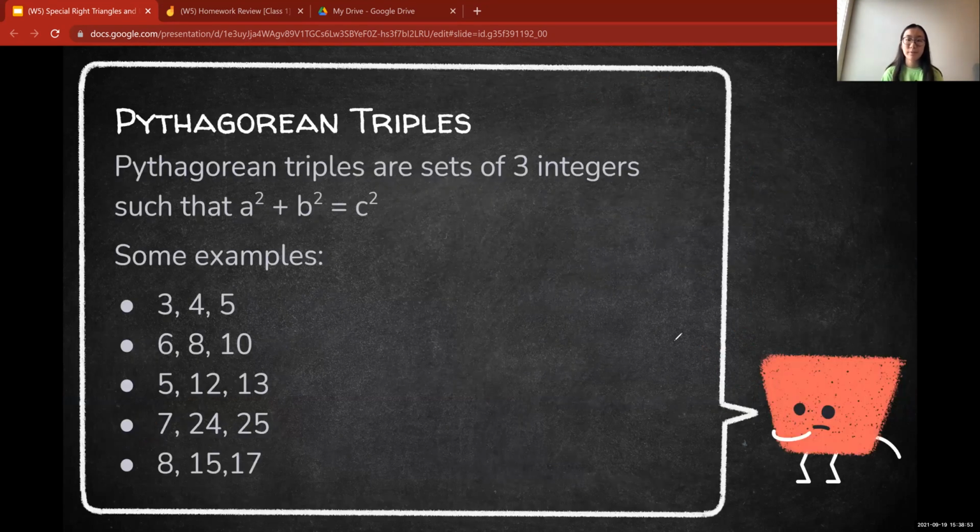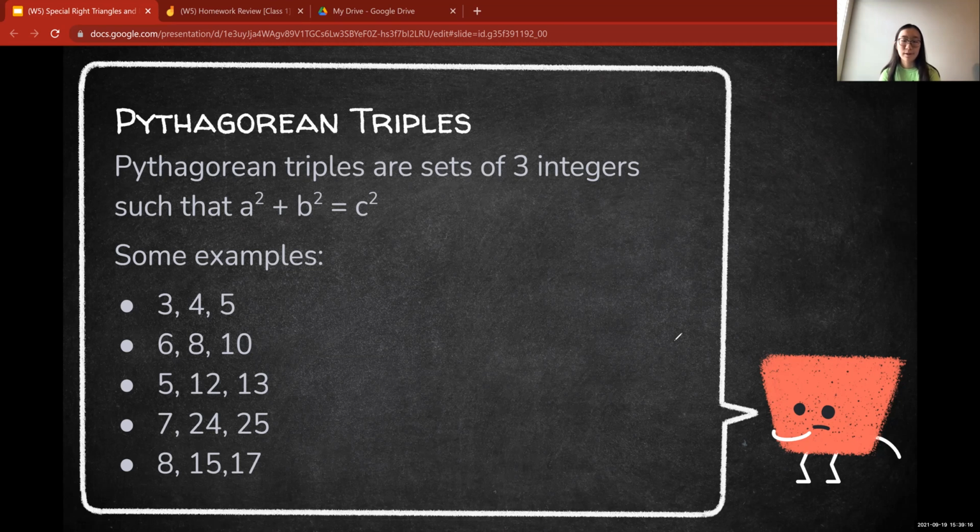Okay, so let's move on to a concept that can help you solve these sorts of problems. And it's a Pythagorean triple. Those are just sets of three integers that fit the equation a squared plus b squared equals c squared. A lot of the triangle problems you see will use these Pythagorean triples. So if you have them memorized, you don't even have to do all the math. You can just know it off the top of your head.